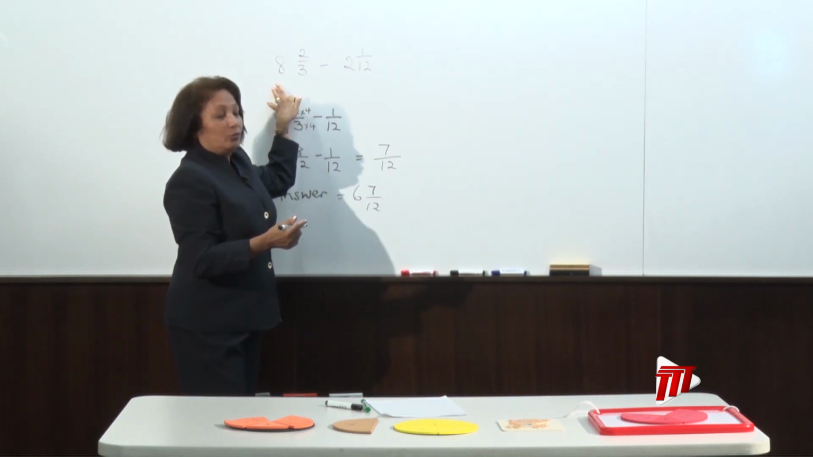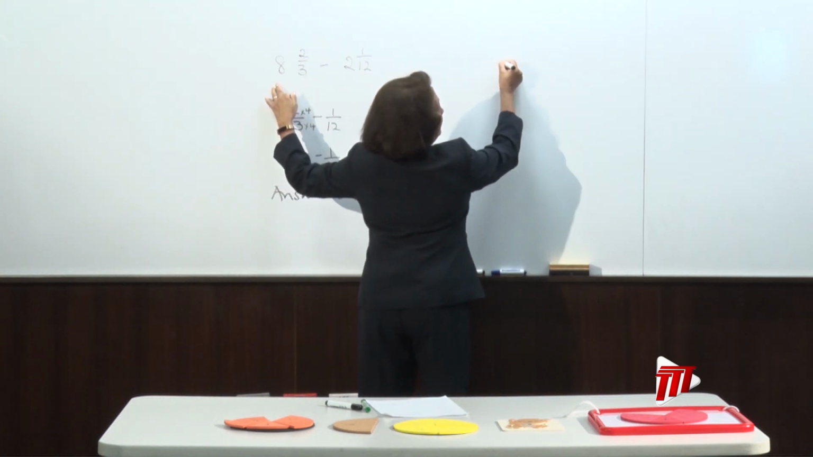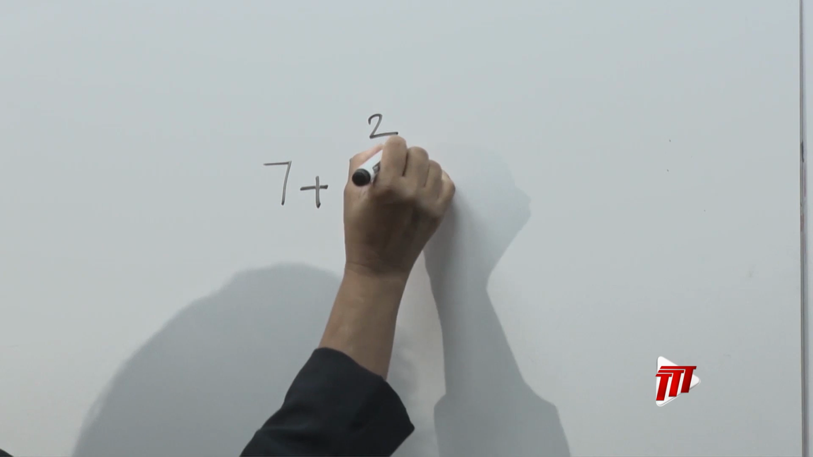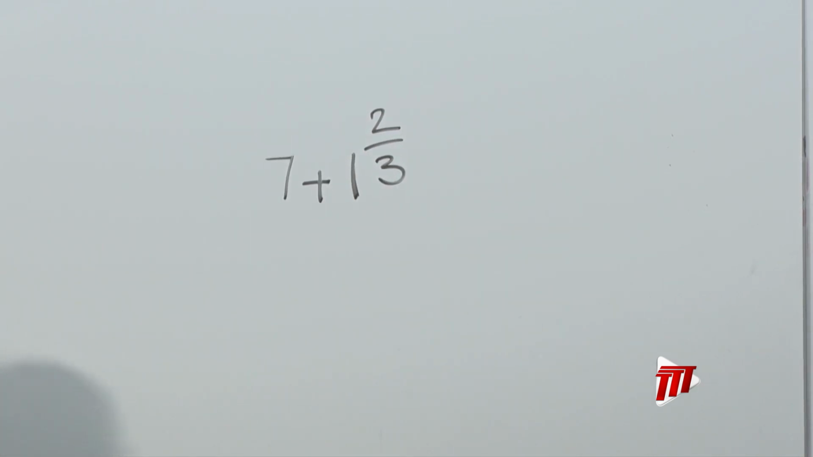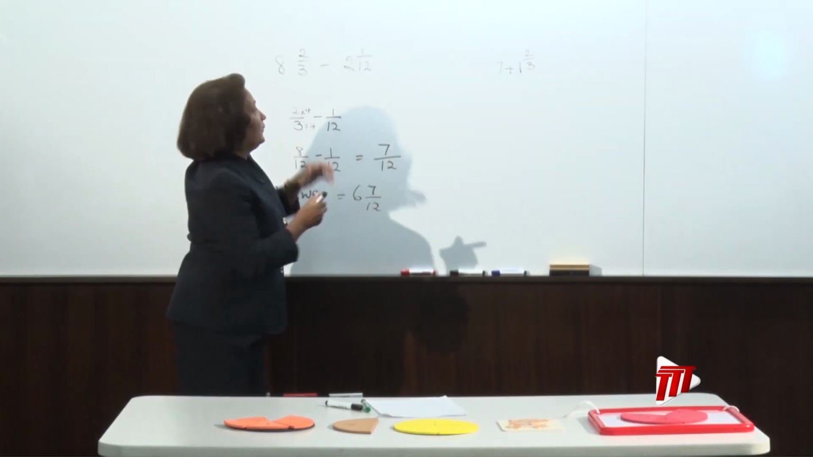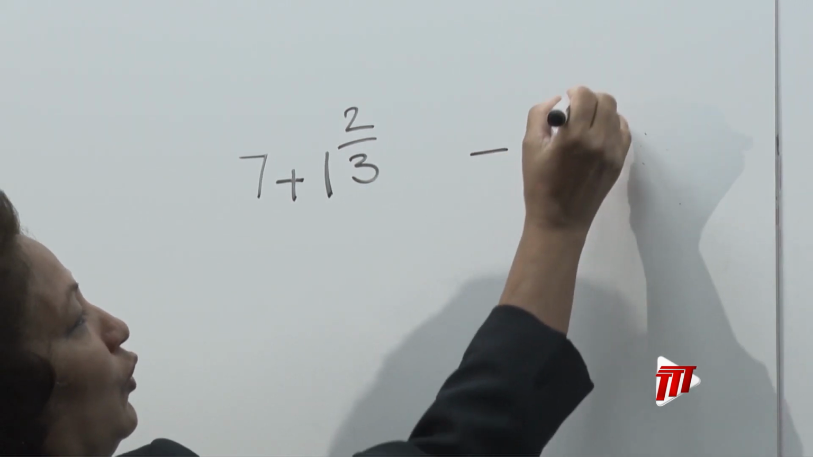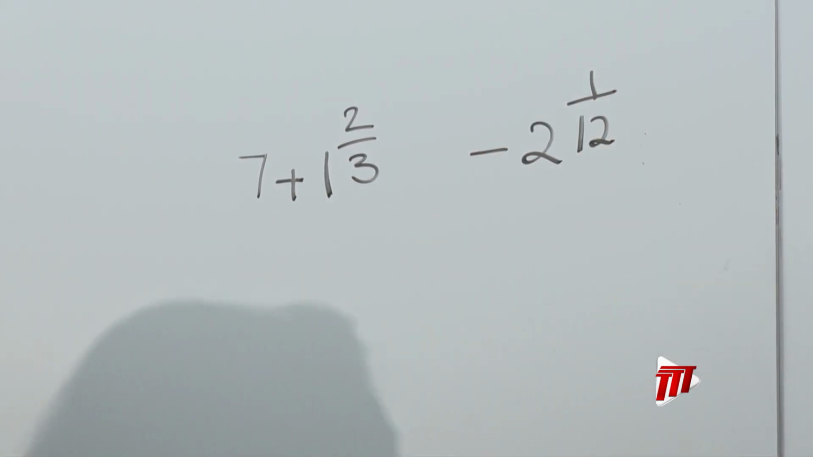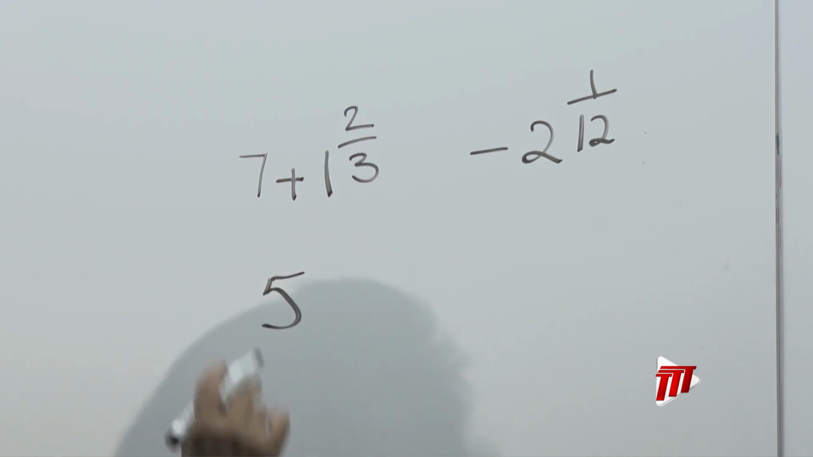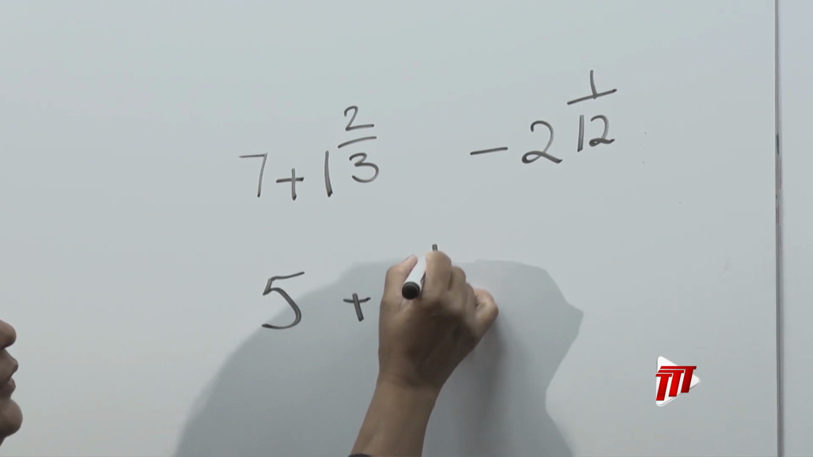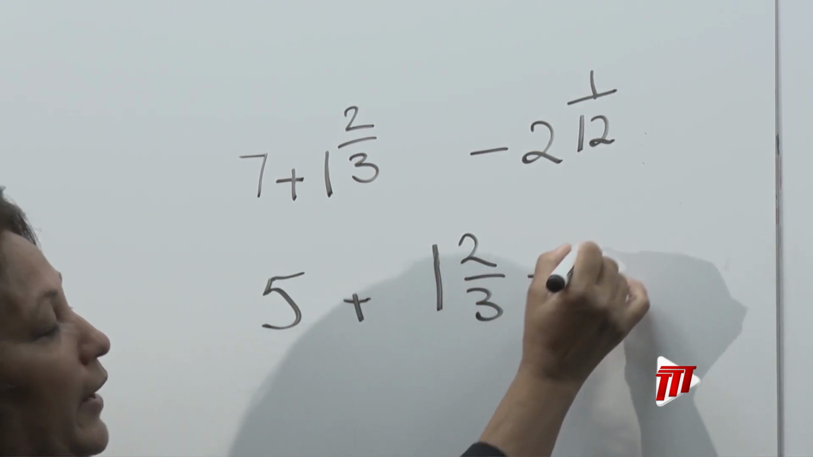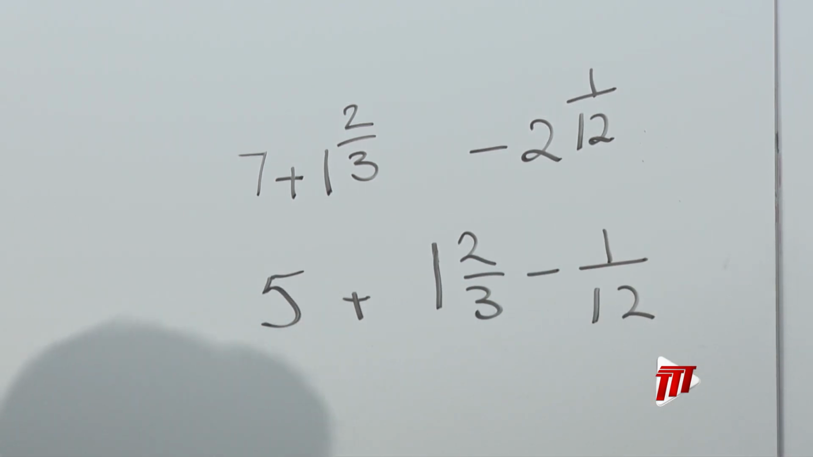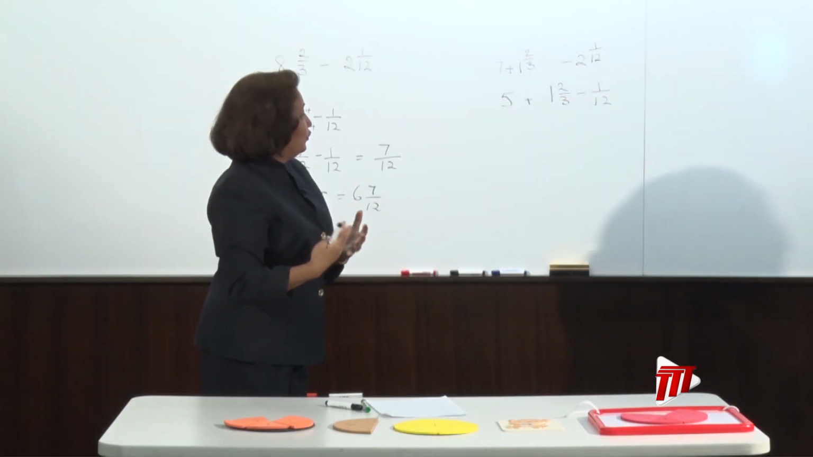Sometimes people use a different way of working the question. They write the first one as 7 plus 1 and 2/3. Check to see. When you add this and this, do you get back 8 and 2/3? Right, I've just rewritten it like that. Minus 2 and 1/12. 7 minus 2 would give me 5, plus I would have 1 and 2/3 minus 1/12. Okay? So that's another way you could look at your answer.